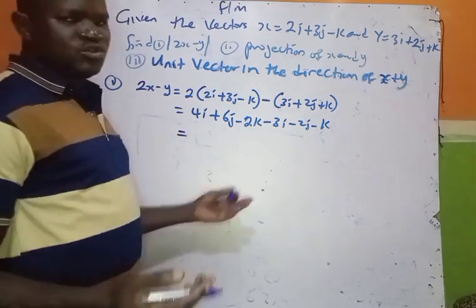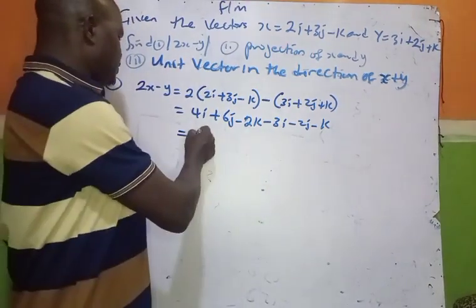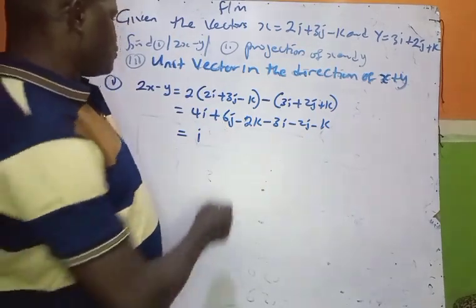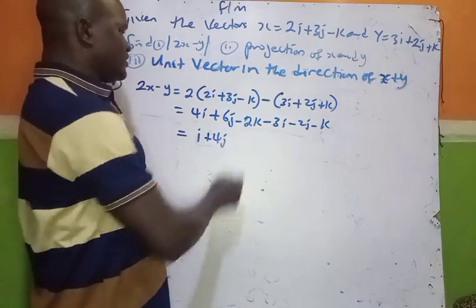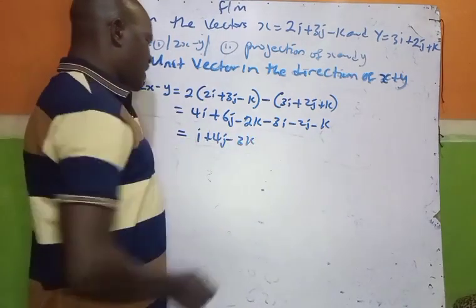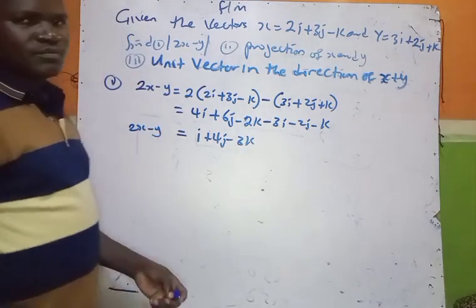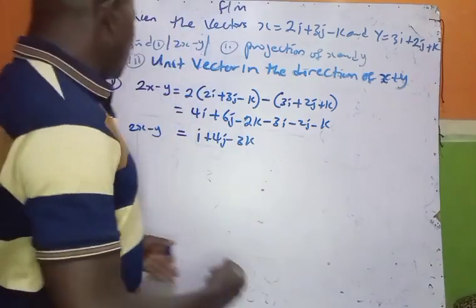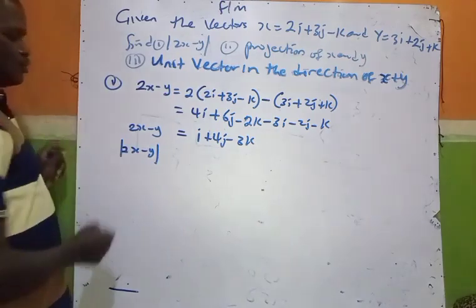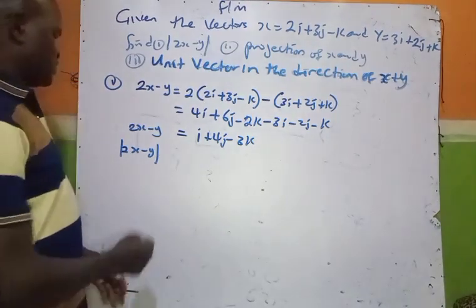Alright. Then you subtract: 4i minus 3i, you simply have i here. Then 6j minus 2j, you have 4j. Minus 2k minus k, you have minus 3k. So this is 2x minus y. So what do you have to calculate? You have to calculate the magnitude of 2x minus y, this kind of magnitude, modulus or magnitude, as the case may be.